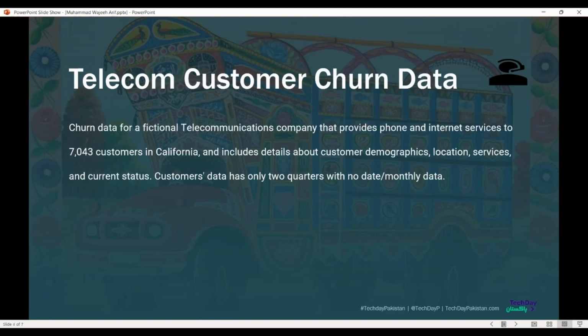So let's talk about our data set. Our data set is telecom churn data for a fictional telecommunications company that provides phone and internet services to almost 7,000 customers in California state. In this data we look at customer demographics, location, services, and current status.